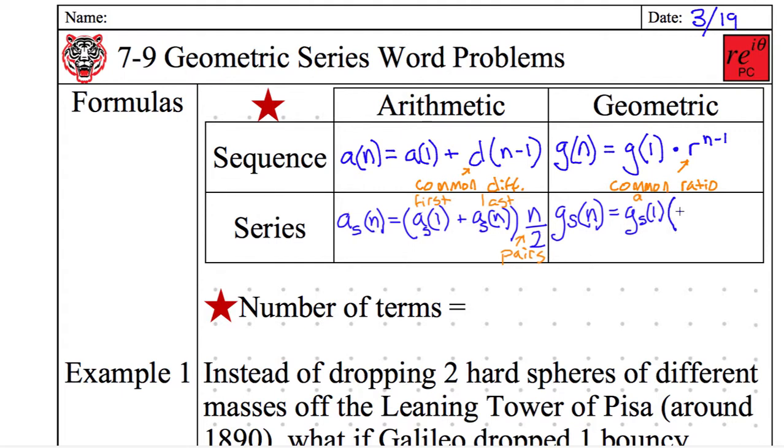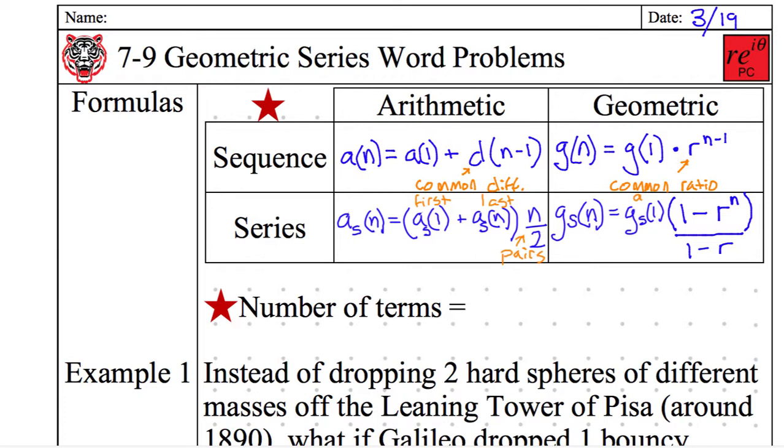All this times 1 minus 1 minus R to the power of n. Is it n or n minus 1? I think it's n. It is n. Yep. And then all of that divided by 1 minus R, where R, again, is the common ratio.